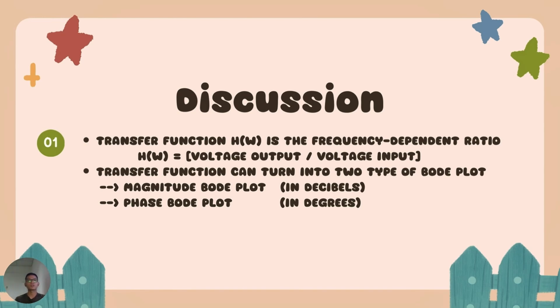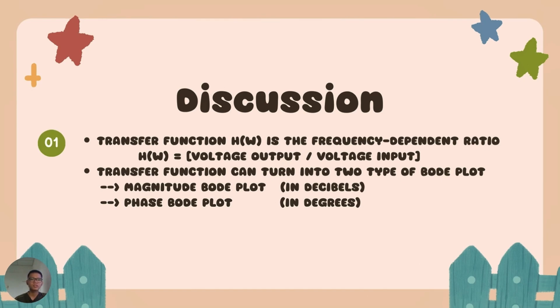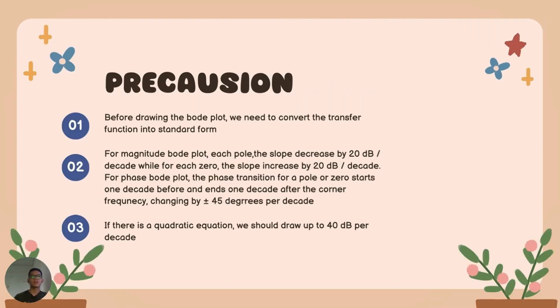Next, I would like to explain about the discussion. The transfer function, which is H(omega), is a frequency dependent ratio and can also be defined as voltage output divided by voltage input. The transfer function can turn into two types of Bode plot, which are the magnitude Bode plot and the phase Bode plot. The magnitude Bode plot is in decibel form, while the phase Bode plot is in degrees form. There are some precautions in this assignment.